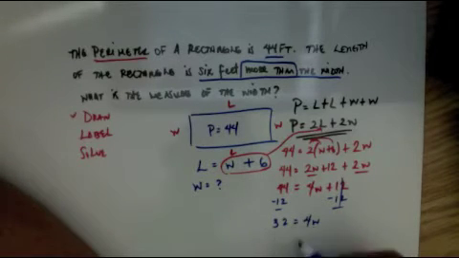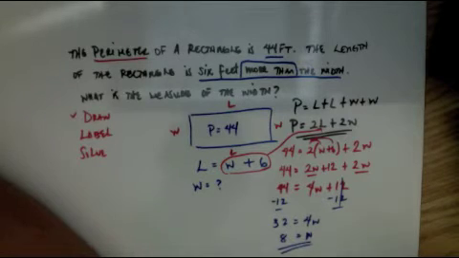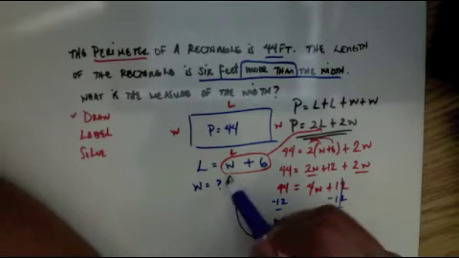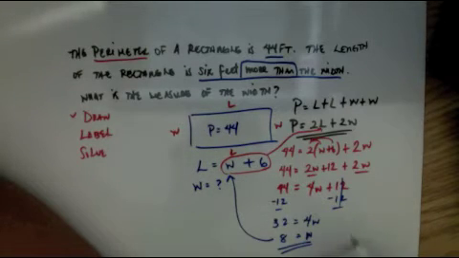So 4 times what number gives me 32? Well, the answer is 8. So the width is 8. Okay, well, what would be the length? Well, you can put that guy, the 8, back in here. So the length would be 14.